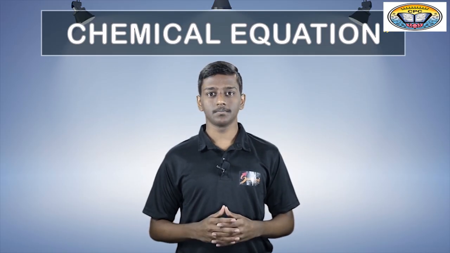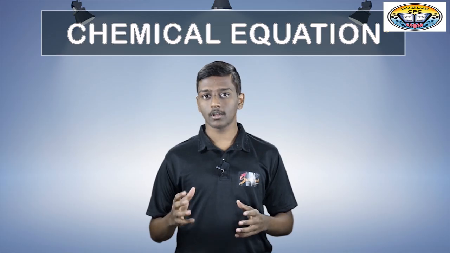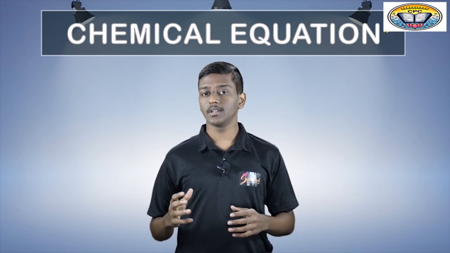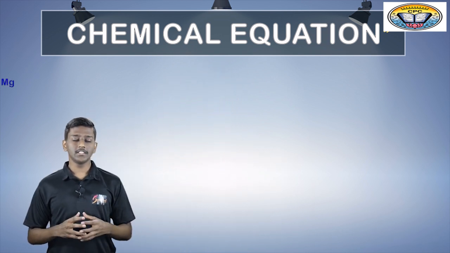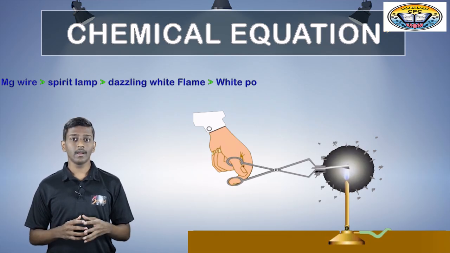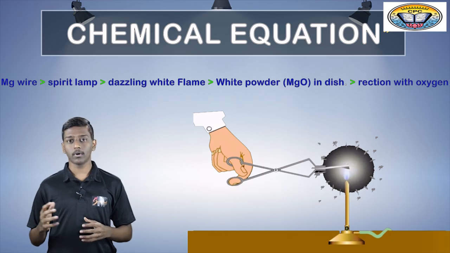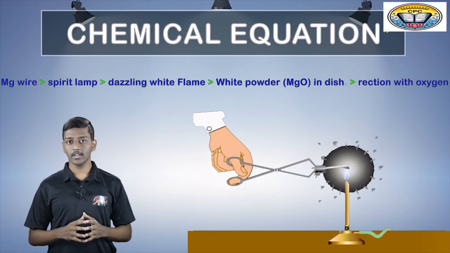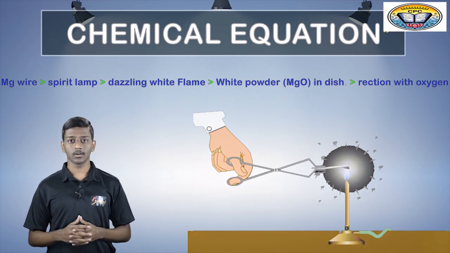Chemical equations. Say you have to describe some chemical reaction to someone. Say you have to describe the magnesium ribbon experiment. You may describe it as, when magnesium ribbon is burnt, it burns with dazzling white flame and it is converted into magnesium oxide, which is the white powder. This is well explanatory and informative, but it is tedious to write and it is quite long.